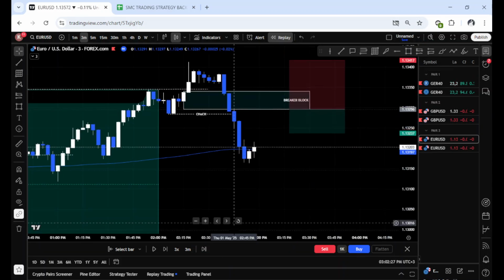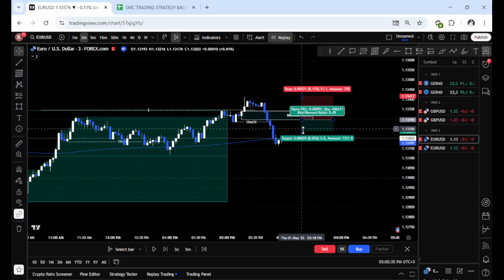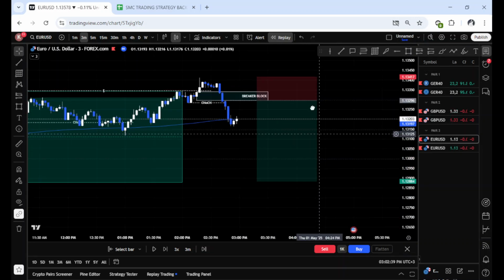So that is what I'm expecting it to pull back to. If it doesn't pull back, I'm okay with missing the trade. Like today, I'm about to miss a trade in GU, which should be moving very well. I'm going to show you after this.